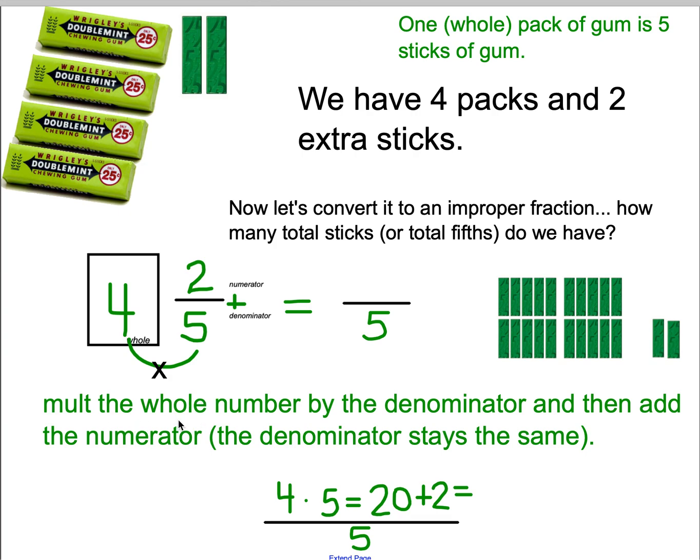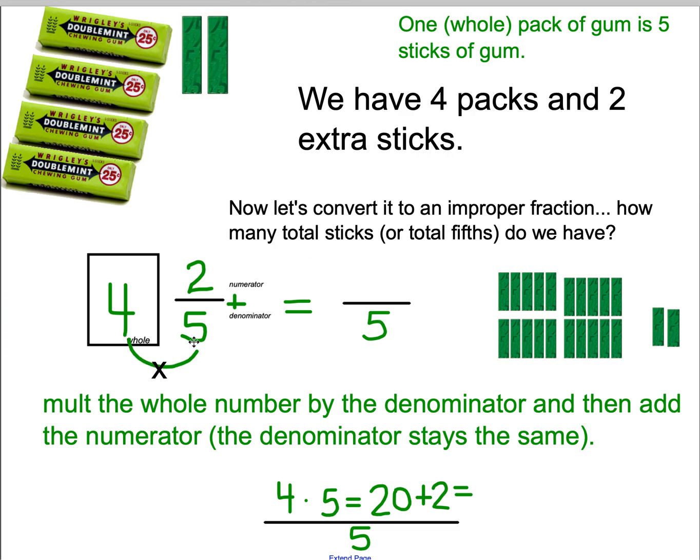Well, down here is the rule. We're going to multiply the whole number. In this case, there's 4 packs. And we're going to multiply it by the denominator because each pack has 5 sticks of gum. And then at the end, we're going to add the extra 2 pieces. So we multiply the whole number and the denominator, and then at the end we add our numerator, and the denominator stays the same.